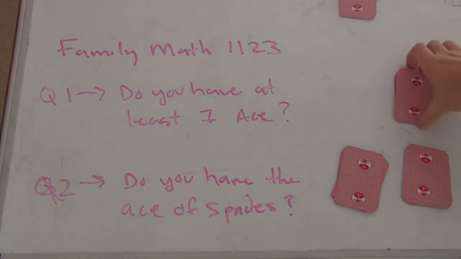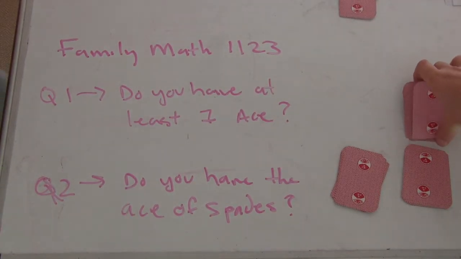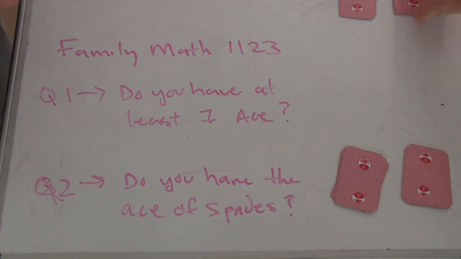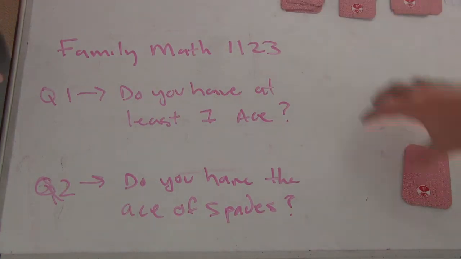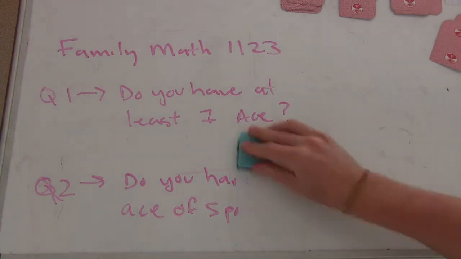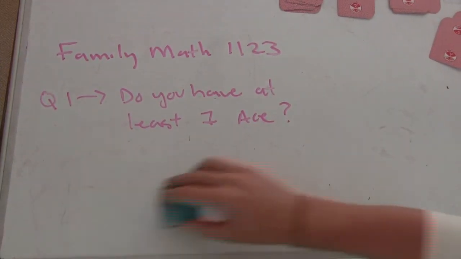Okay, so do you have at least one ace? And then do you have more than one? So we need to calculate the probability that somebody who has at least one ace has more than one. So how do you think we're going to do that?